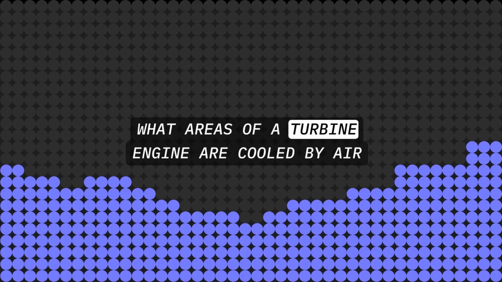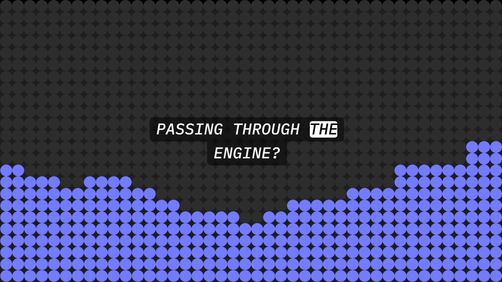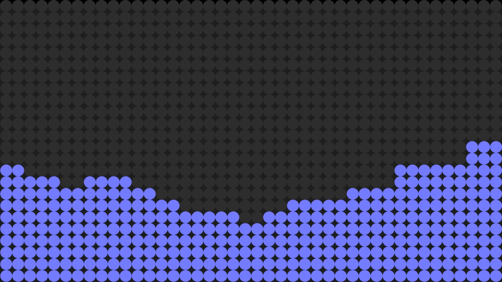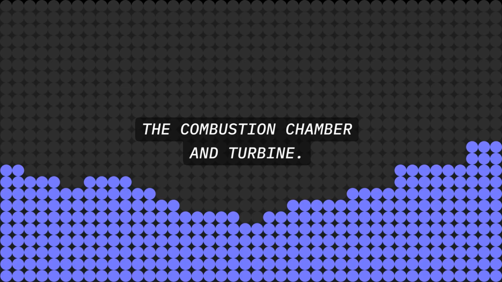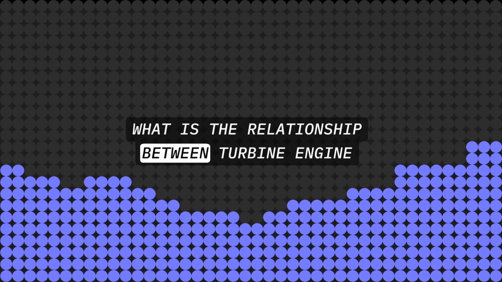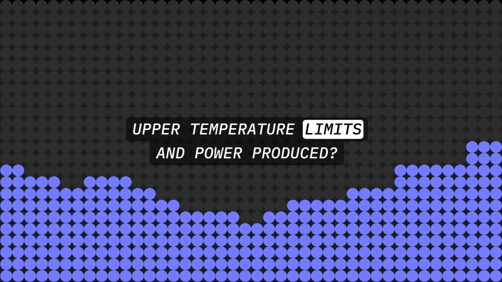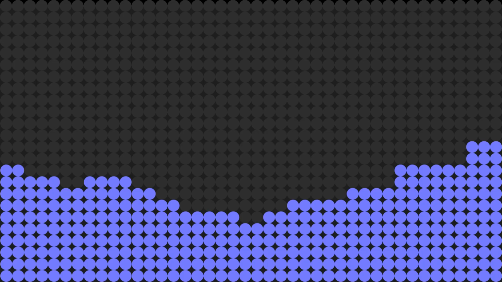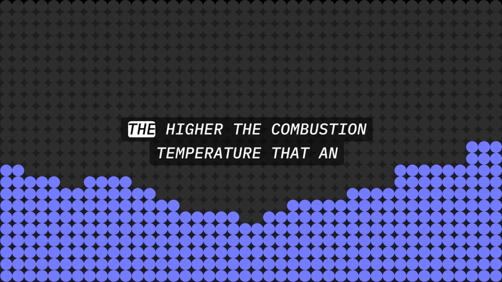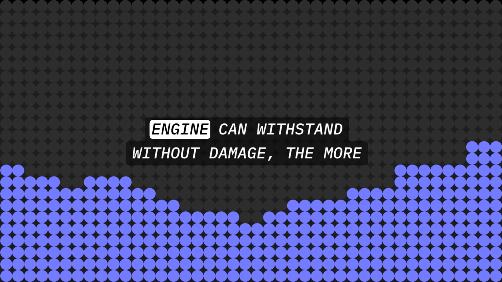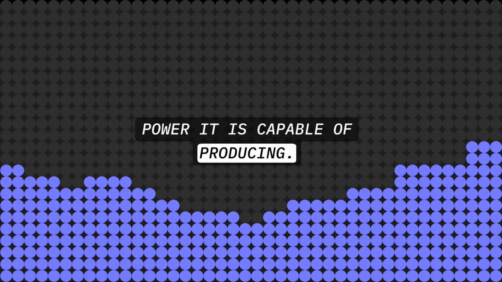What areas of a turbine engine are cooled by air passing through the engine? The combustion chamber and turbine. What is the relationship between turbine engine upper temperature limits and power produced? The higher the combustion temperature that an engine can withstand without damage, the more power it is capable of producing.